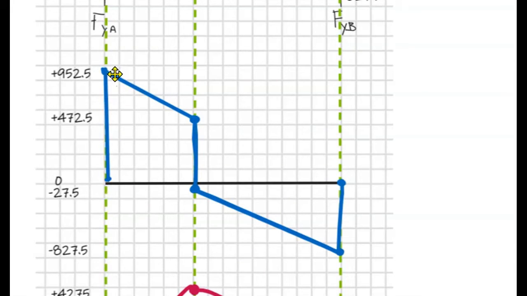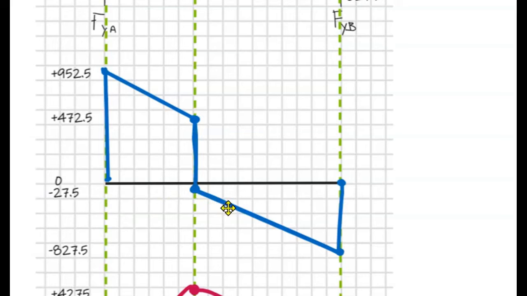From 0, it goes up to 952.5. It drops down at the rate that the beam's mass is. So it's 80 pounds per foot, so we go down 80 pounds every foot for 6 feet, and that brings us to 472.5. Then we drop straight down with the point load, and that's 500 pounds, takes us to negative 27.5.